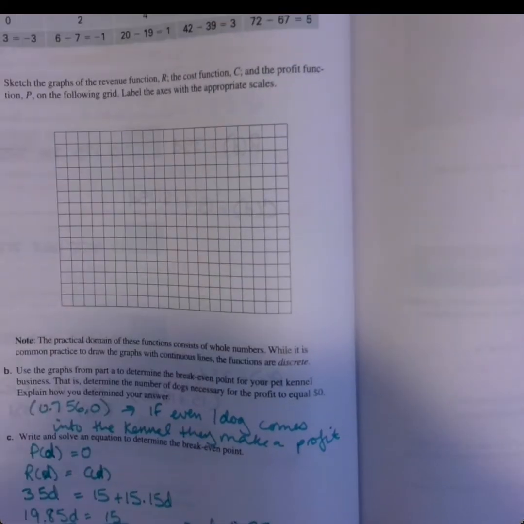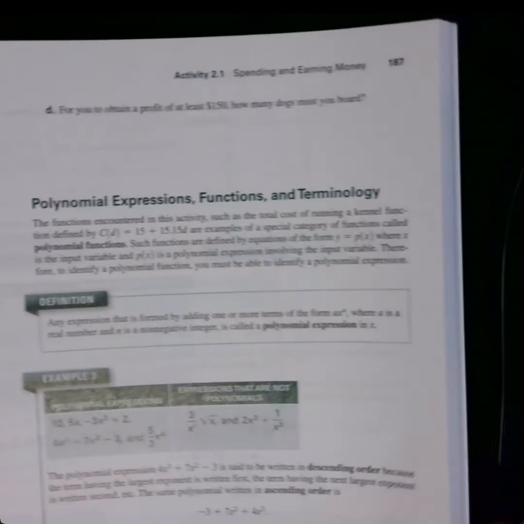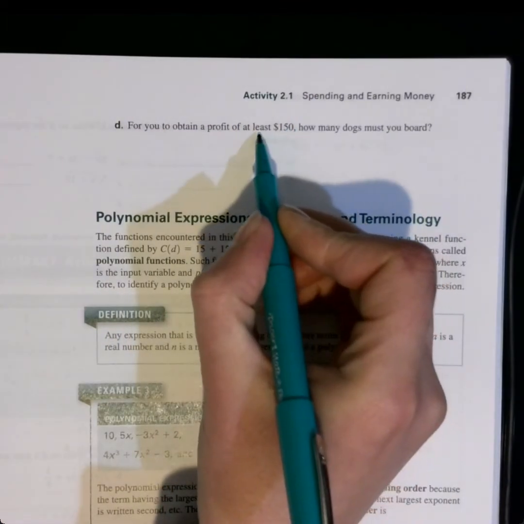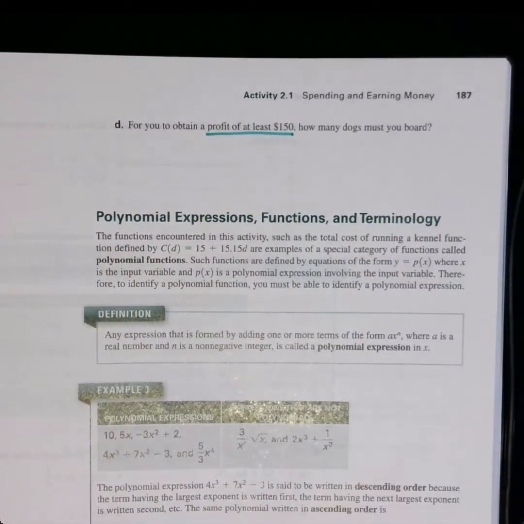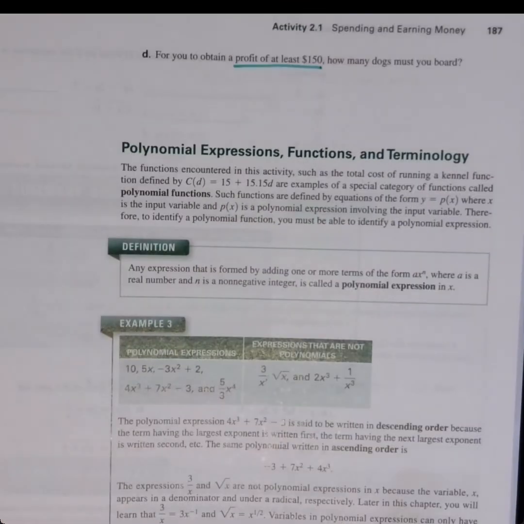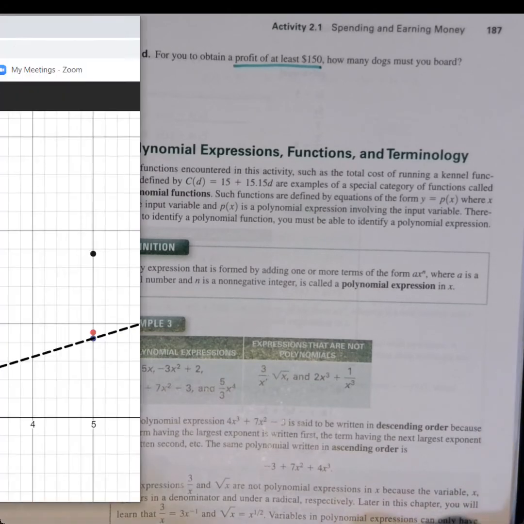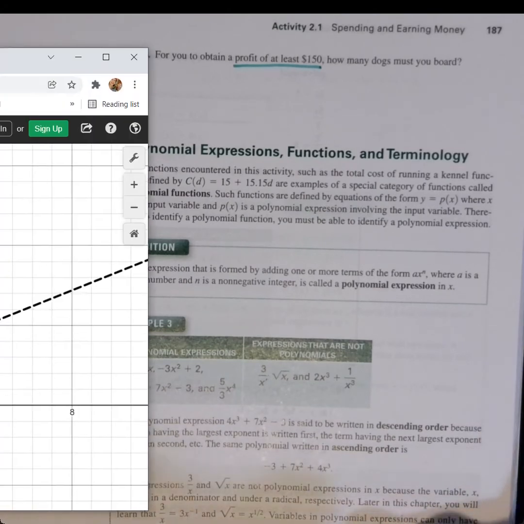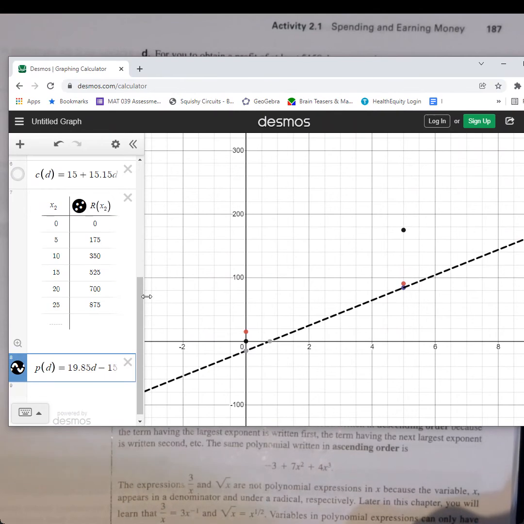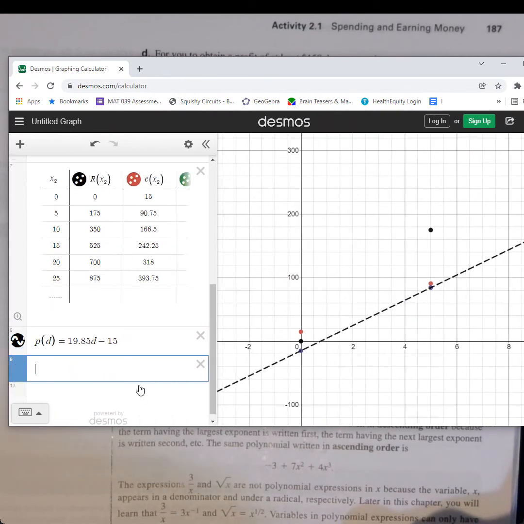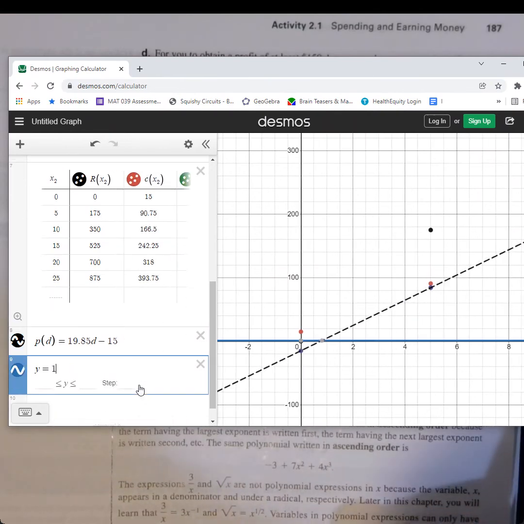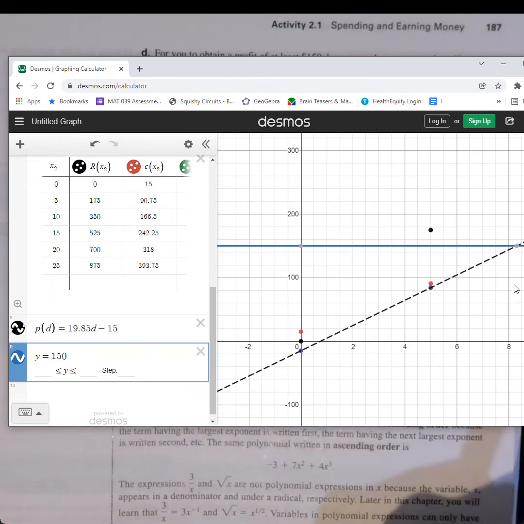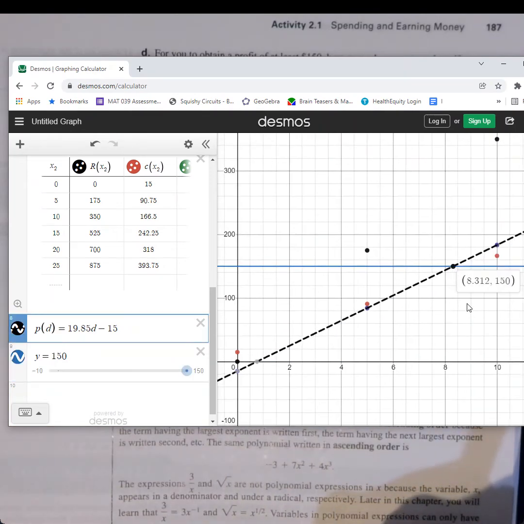Now, it's not enough to just make profit, but now we want to have a profit of at least $150. So how many dogs must we have? Okay, that's an output value. So in our graph, we're going to want to just graph y equals that output value, y equals 150, and we'll find out that we make a profit of at least $150 if we have 8.3 dogs.